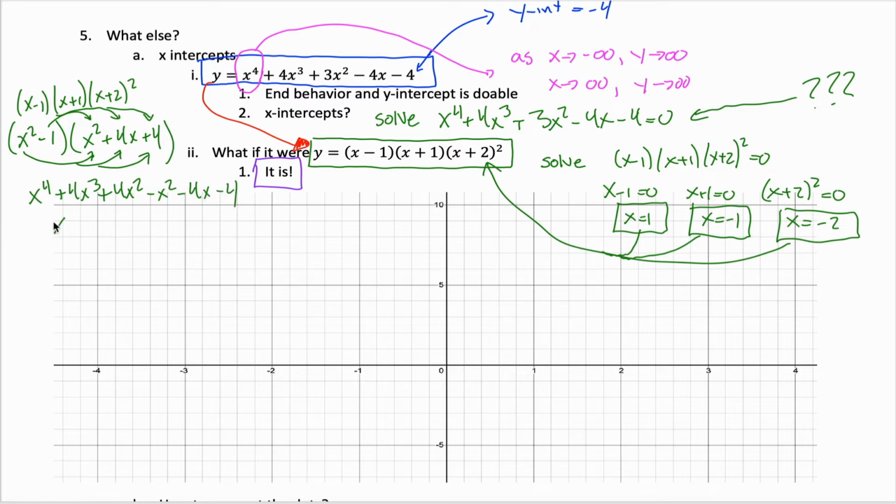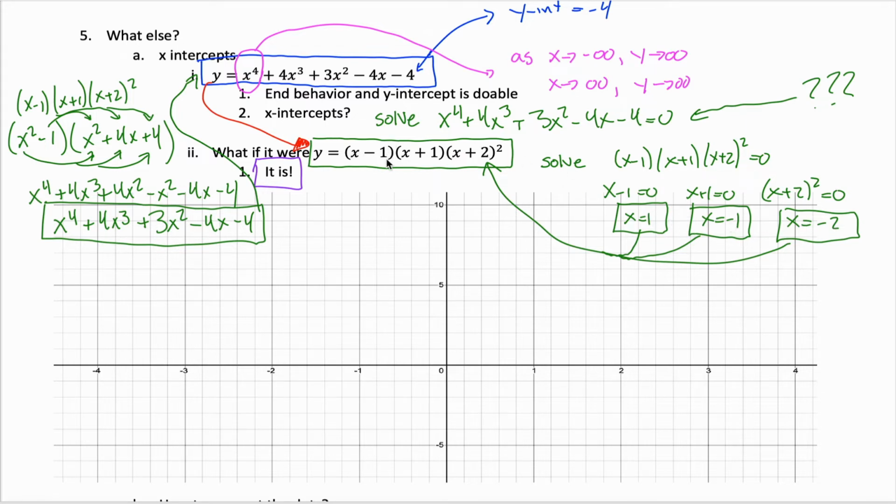If I combine like terms here, I got x to the 4th plus 4x cubed, and then I got positive 4 of these x squareds minus 1 of these x squareds. So I have 3 of these x squareds minus 4x minus 4. And sure enough, what I've produced here is identical to what we started out with up here. This factored form and this unfactored form are equivalent. So what we'll end up doing is learning how to go from the blue form to the green form, because if we have the green form, then we can come up with the x-intercepts pretty easily.